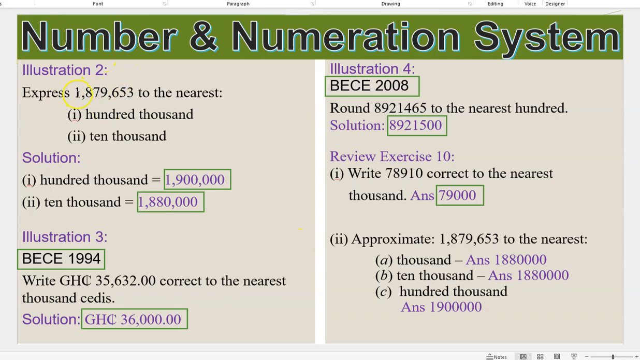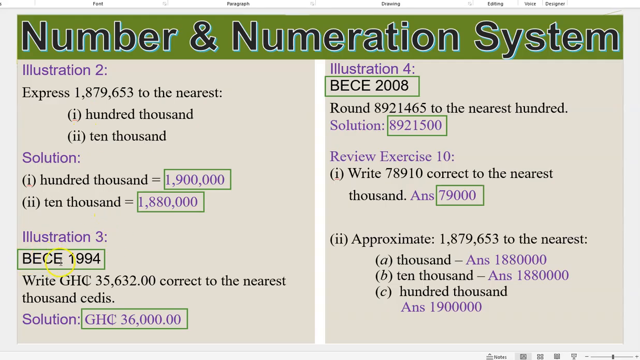Illustration 2. Express 1,879,653 to the nearest hundred thousand and then 10,000. To the nearest 100,000, it will fall here. This is 7. So when you borrow 1 from here and add it, making 9. Therefore, it will be 1,900,000. To the nearest 10,000, it will be here. So this is 9. When you take 1 from here, we add it to the 7, making 8. So we're going to get 1,880,000.